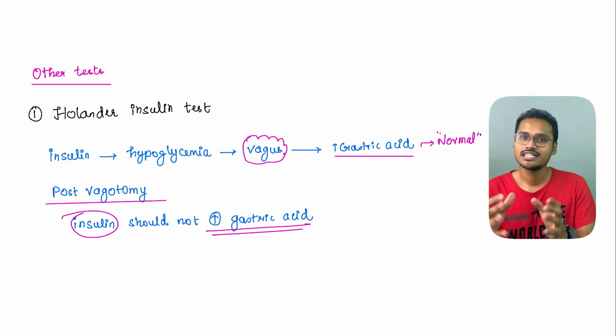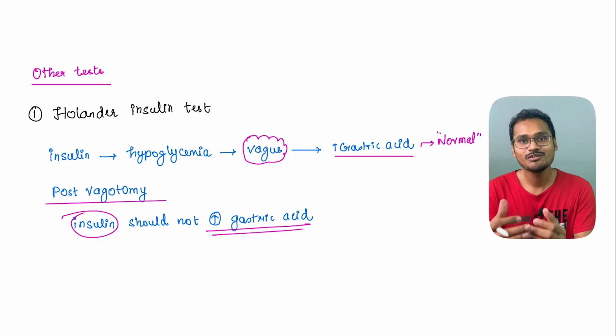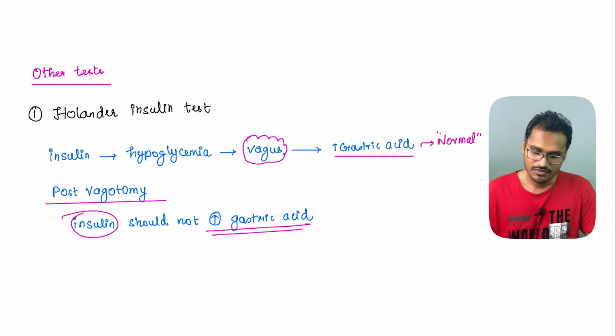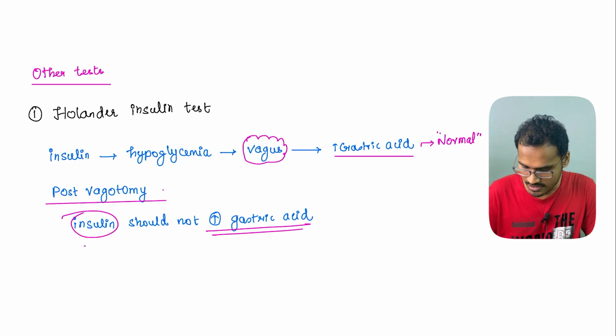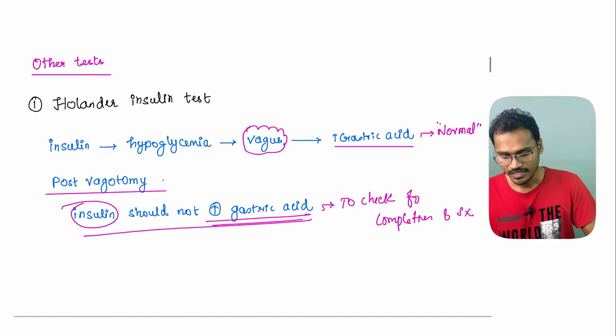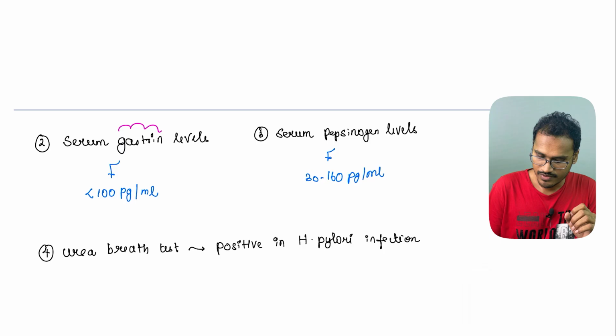Suppose a surgeon has done the vagotomy and after that he is giving insulin. If the gastric acid is still produced, it means that the surgery is not completed properly. So this will help them to test the completeness of vagotomy. So post vagotomy, this can be done to check for completeness of surgery.